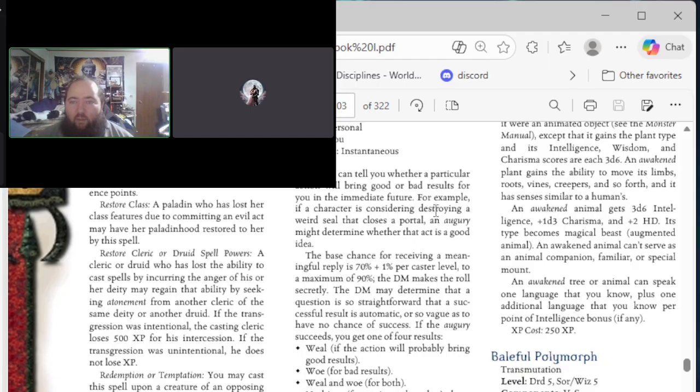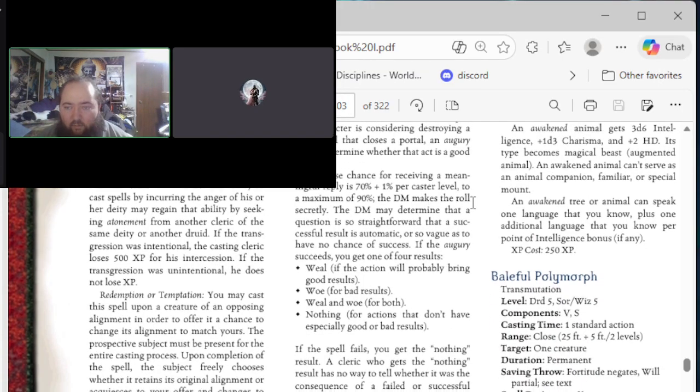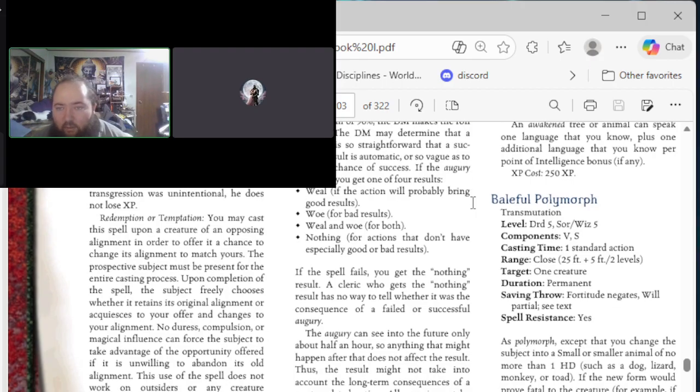Restore class. A paladin who has lost their class features due to committing an evil act may have their paladinhood restored by the spell. Restore cleric or druid spell power. A cleric or druid who has lost their ability to cast spells by incurring the anger of their deity may regain that ability by seeking atonement from another cleric of the same deity or another druid. If the transgressions were intentional, the casting cleric loses 500 XP for the incursion. If the transgression was unintentional, he does not lose XP.